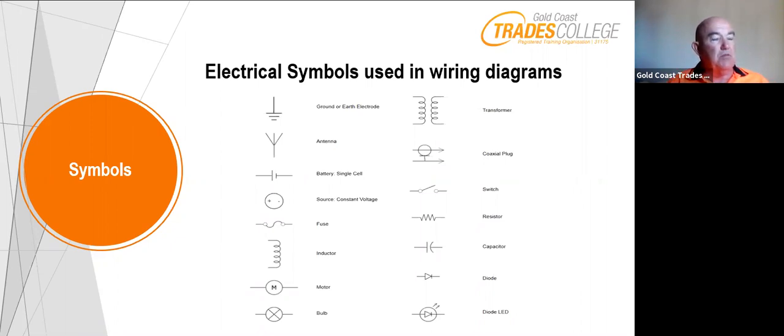constant voltage, which is like a battery symbol, fuse, inductor, a motor, easy to remember that one with the large M in the middle, the bulb, and then we go to the top right. We've got the transformer, coaxial plug, a switch, resistor, capacitor, diode, and a diode LED. So those are the symbols you'll run into, and there are many more.